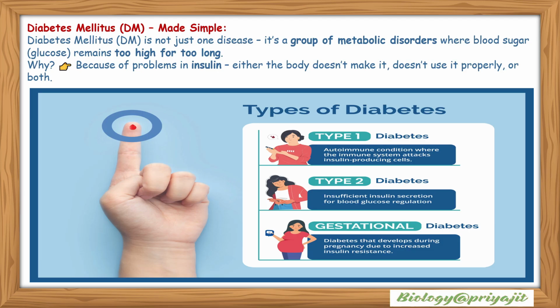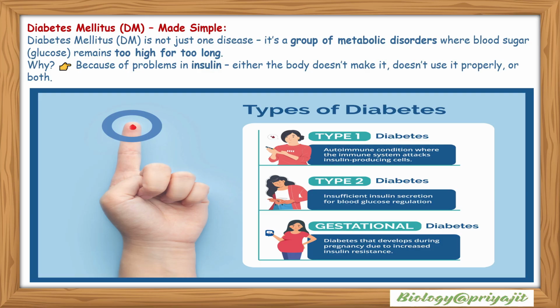Diabetes mellitus. What is diabetes mellitus? It is not just one disease. It's a group of metabolic disorders where blood sugar or glucose remains too high for too long. Why does it happen? Because of problems with insulin. Either the body doesn't make it, or doesn't use it properly, or both. There are basically three types of diabetes.